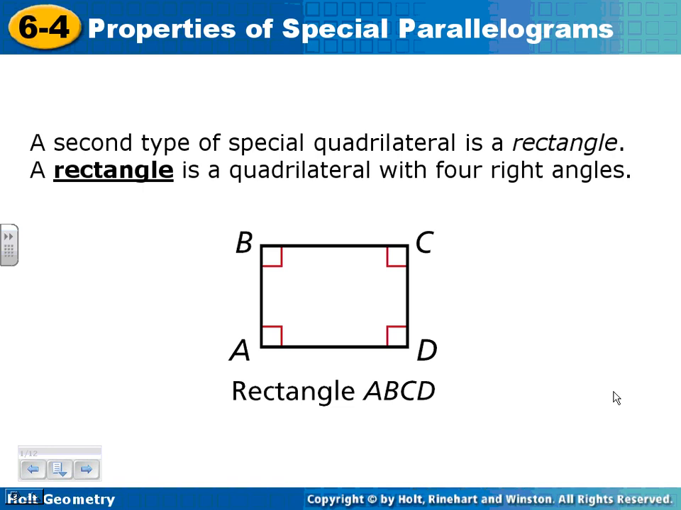All right, we are ready now for Geometry Note 6.4, Properties of Special Parallelograms. This one reads, a second type of special quadrilateral is a rectangle. Well, the first type being a parallelogram. Continue reading, a rectangle is a quadrilateral, meaning it has four sides, with four right angles.